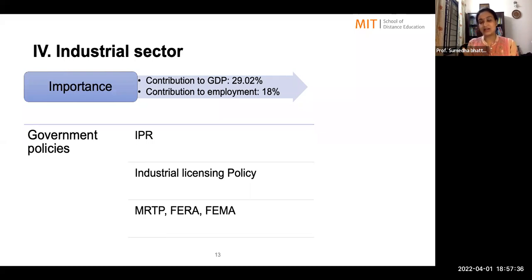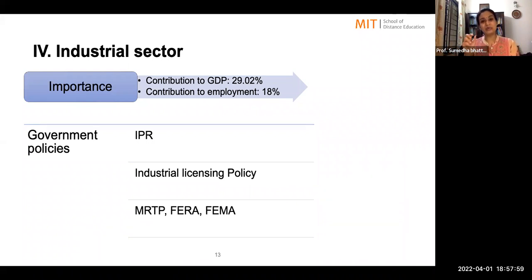And that is why we started with the IPR, that is Industrial Policy Resolution, the first one, which was just after independence, that is India 1948. Now, one of the major objectives of this IPR was to promote and expand the SSE, that is the small scale enterprises. And there was a reason behind this.